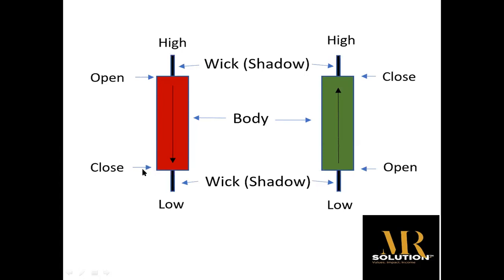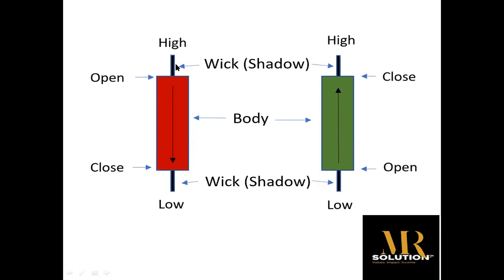Then we have the close and the open. Open means that the trading actually opened at this very price, and after that it closed at this very price. Whenever we have a bearish candle, and a red candle is also a bearish candle, it shows that the price closed lower than it opened. For instance, it could be that the price opened at $2 and finally closed at $1.50 or lesser. That's just what the bearish candle shows us.